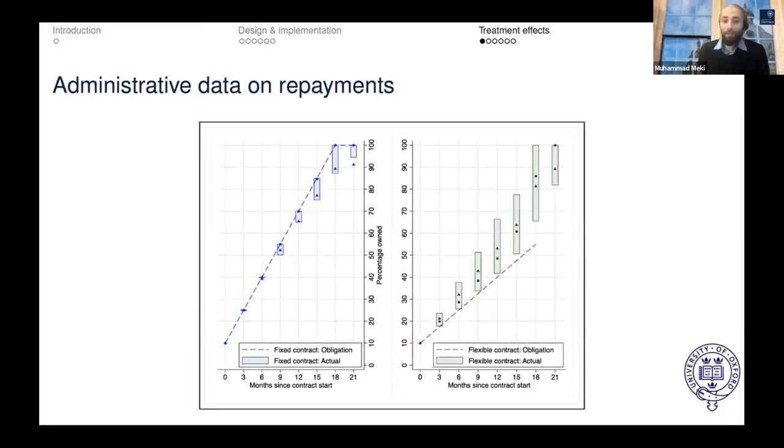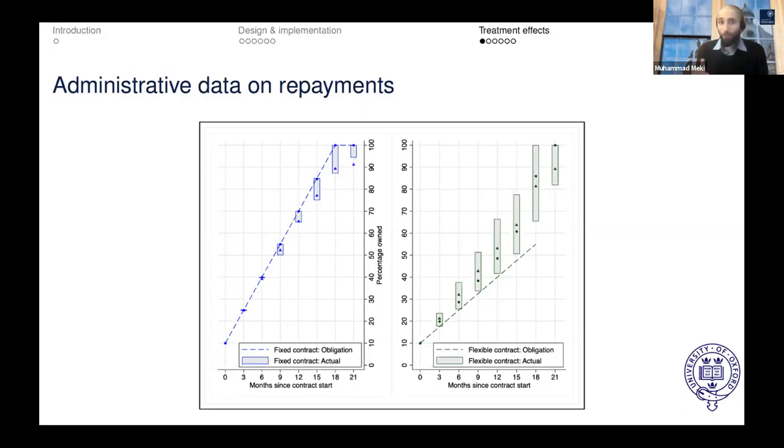On the left, we see the repayment data for the fixed repayment contract. The blue dotted line shows you the obligation for the client. So over a period of 18 months, the client is obligated to go from owning 10% of the asset to owning 100% of the asset. And that's represented by the blue dotted line. The bars underneath and the triangles and the circles show you the actual repayments or the spread of the actual repayments. And you see here that the repayments are actually pretty much in line. We have a small number of defaults, but essentially most people are repaying, the MFI is getting its money back, and they're owning the asset at the end.